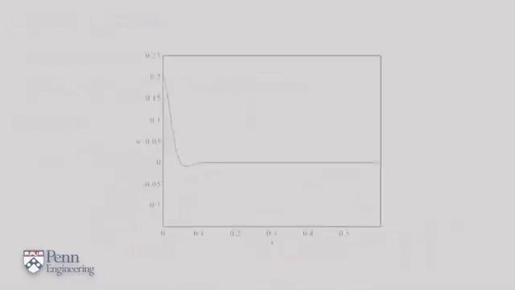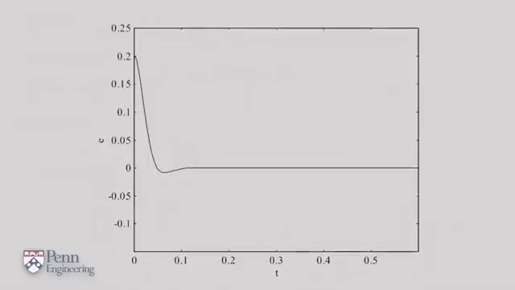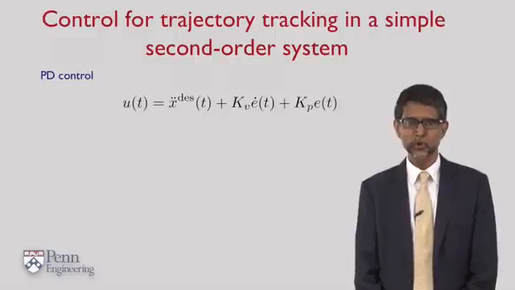Here's a typical response of what the error might look like if you use such an approach to control. The error starts out being non-zero, but quickly settles down to the 0 value. The error might undershoot, go from a positive value to a negative value, but eventually you're guaranteed that it'll go to 0. To summarize, we've derived a very simple control law.